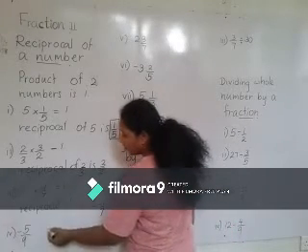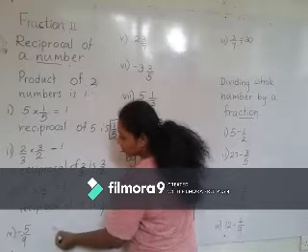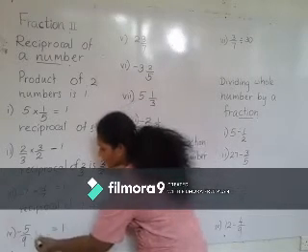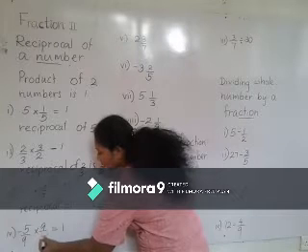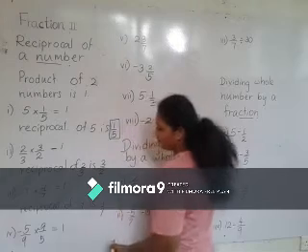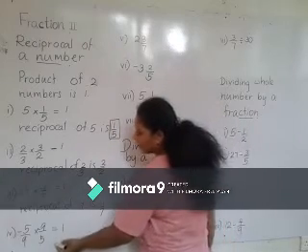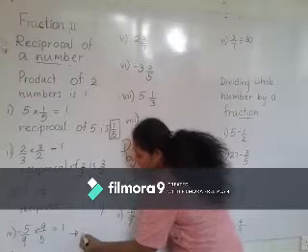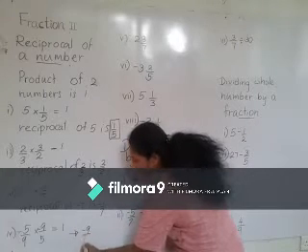So that way, to get the reciprocal, the final answer should be 1. So we must write 9/5. Here there is a minus, so -9/5. So what will the reciprocal be? The reciprocal is -9/5.